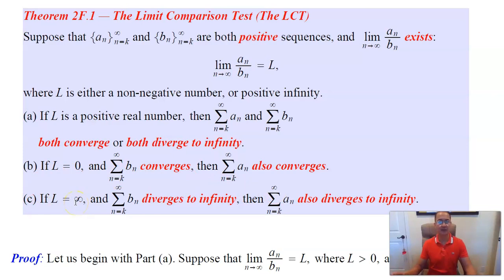Remember in the ordinary comparison test, we said that the bigger series has to converge for the smaller series to converge. If the bigger series diverges, we can't say anything about the smaller series. It can converge or diverge. So we will go back to the PDF for the proof, but for now, let's go back to our workroom and let's do an example or two.